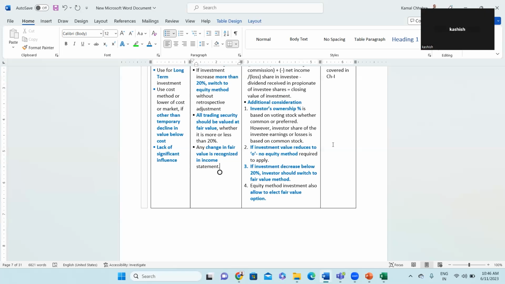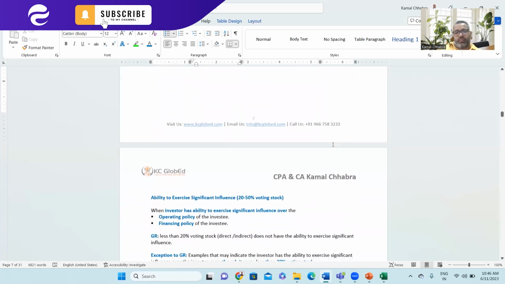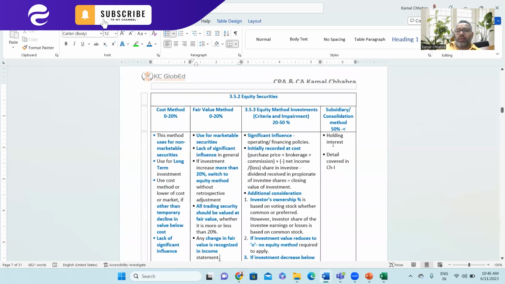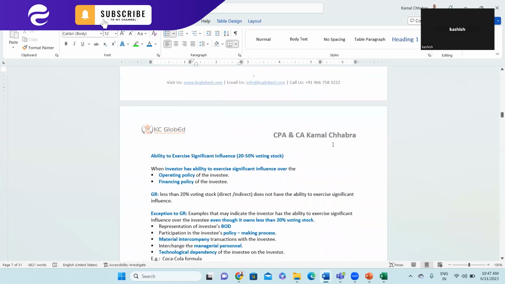Yes, sir. Clear. The last one is that an equity method investment is also allowed to elect the fair value option. That means you can choose the cost method or fair value method, as the case may be. Any doubt? Cost method, fair value method, equity method of investment? No, sir, all good.